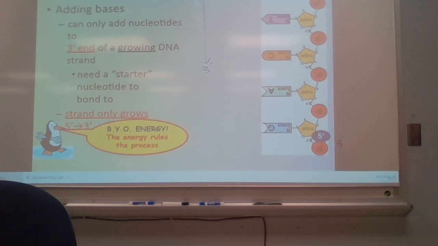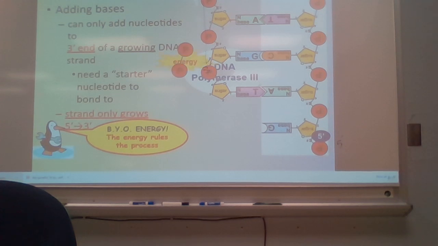This is just a little animation showing this. So here's the new base that gets paired up. There's DNA polymerase. It's going to break off the extra phosphates and make that bond between the phosphate and the sugar, right? And it's going to move on to the next one. It's going to make sure it pairs properly. It's going to break the phosphate groups off and bond it to the sugar. So we're building again, always onto the free 3' end, going from 5' to 3'.